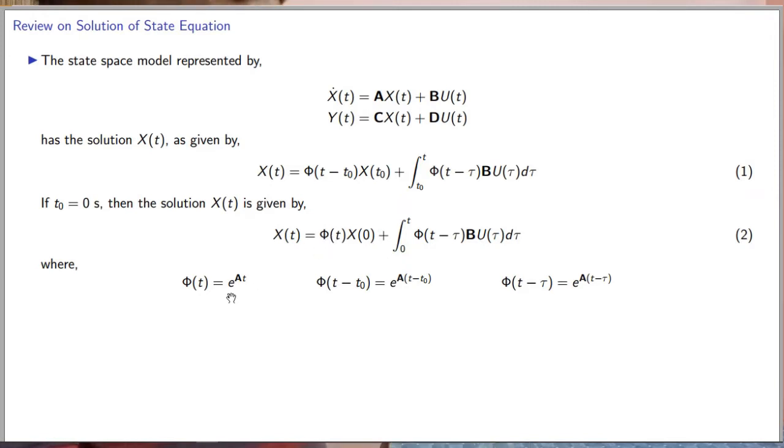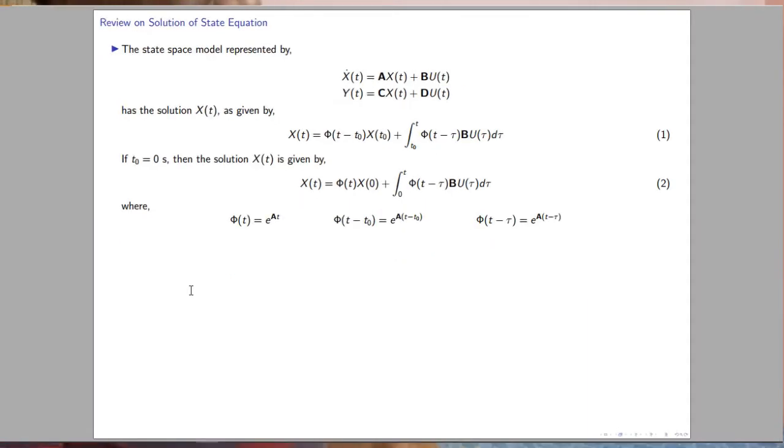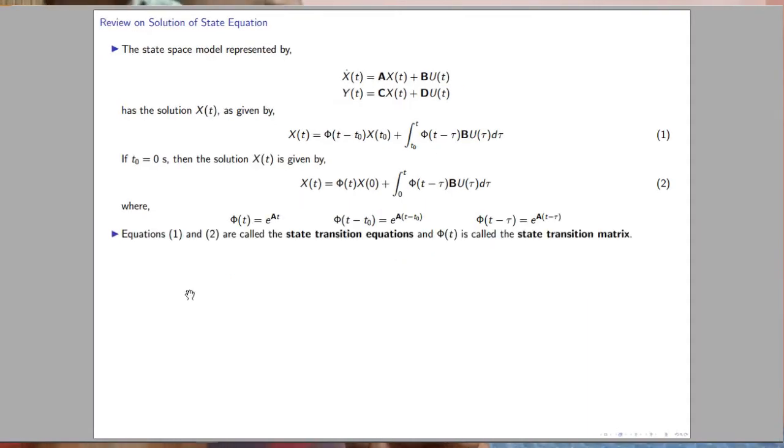In both of these equations, we take this phi of t, or we take e power at as phi of t. So e power at, we had a term here. That term was taken as phi of t.